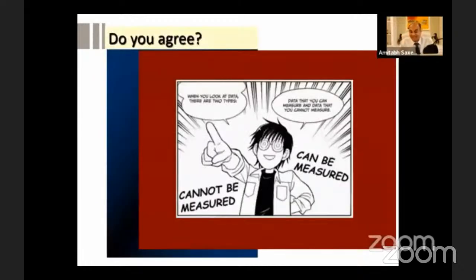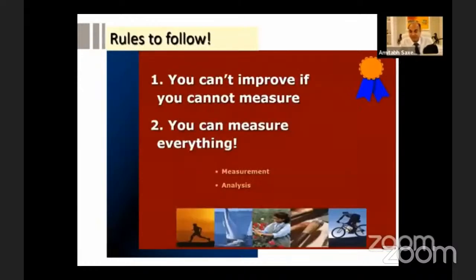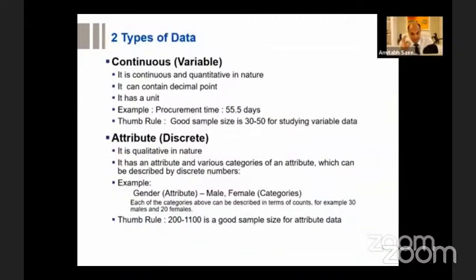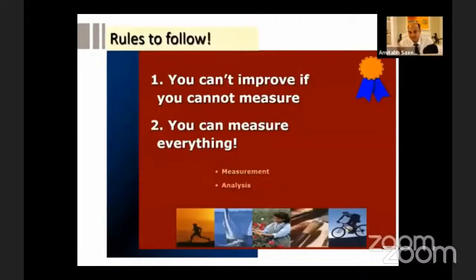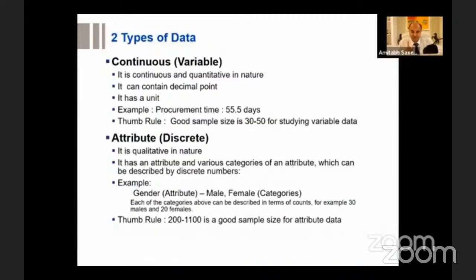So as I was telling you, you can't improve if you cannot measure, and if you can measure, you can measure everything. So these are the 3 rules. The third rule was, if you think it cannot be measured, go back to number 2. Now, how can I measure everything? I can measure using 2 types of data: continuous data and attribute data. Continuous data is something which can be represented on a number line between -infinity to +infinity.